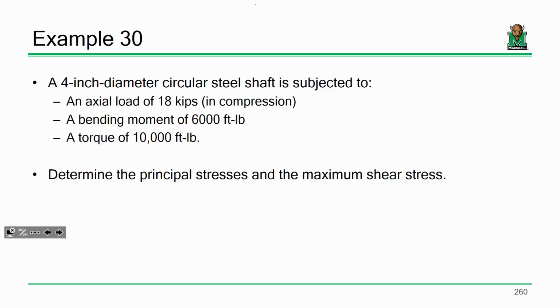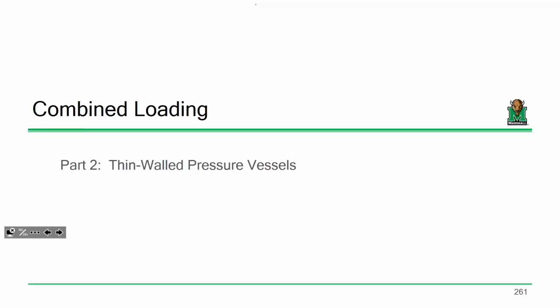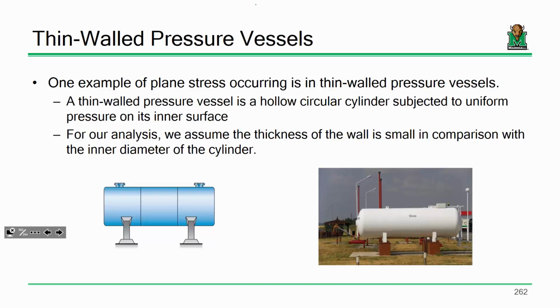Let me just recap or give you a taste of things to come. We're going to do another similar problem where I'm taking a member and I'm yanking on it, twisting it, bending it, and we're going to try and determine principal stresses. So that's going to be point 1. And then we're going to do another combined loading scenario that we haven't seen before, where you get multiple stresses at the same time. And that's a pressure vessel. So we're talking about a cylindrical shape that has an internal pressure built into it.